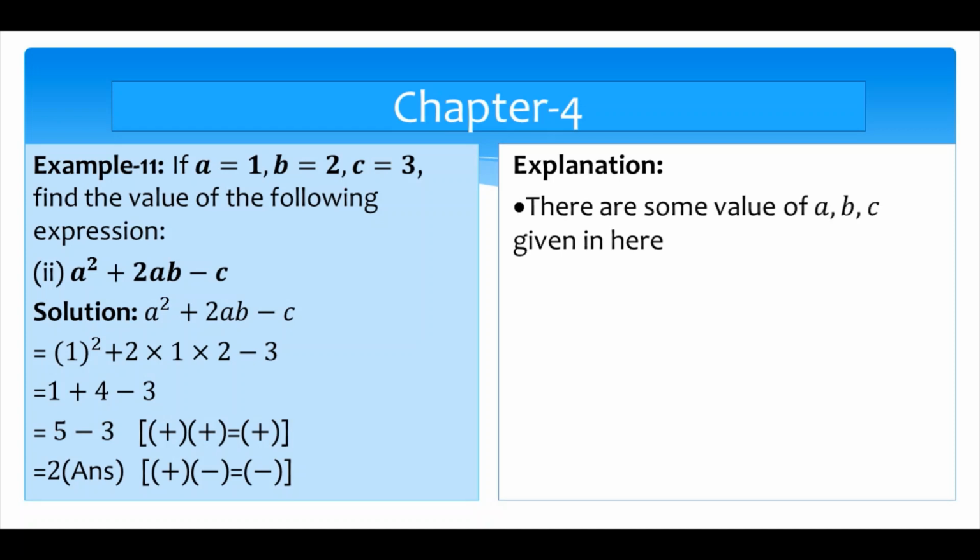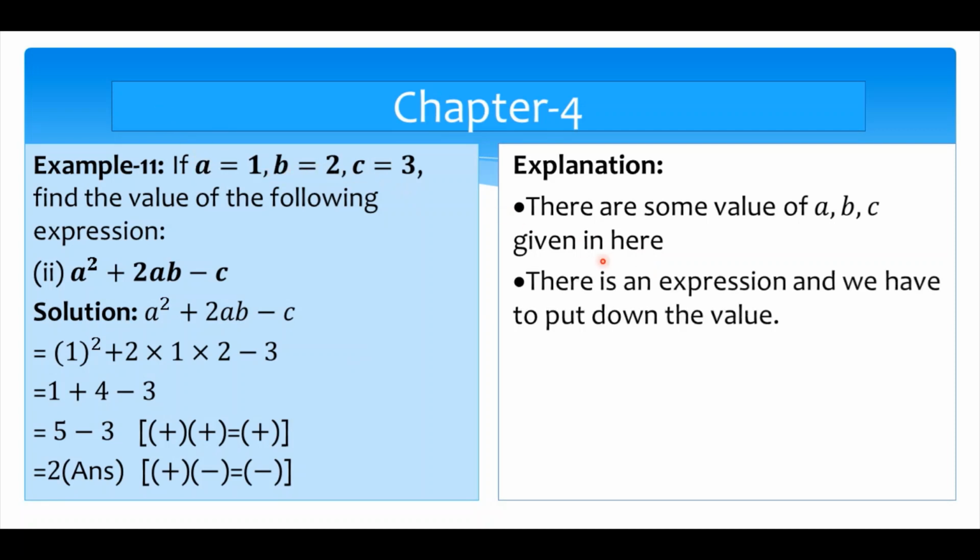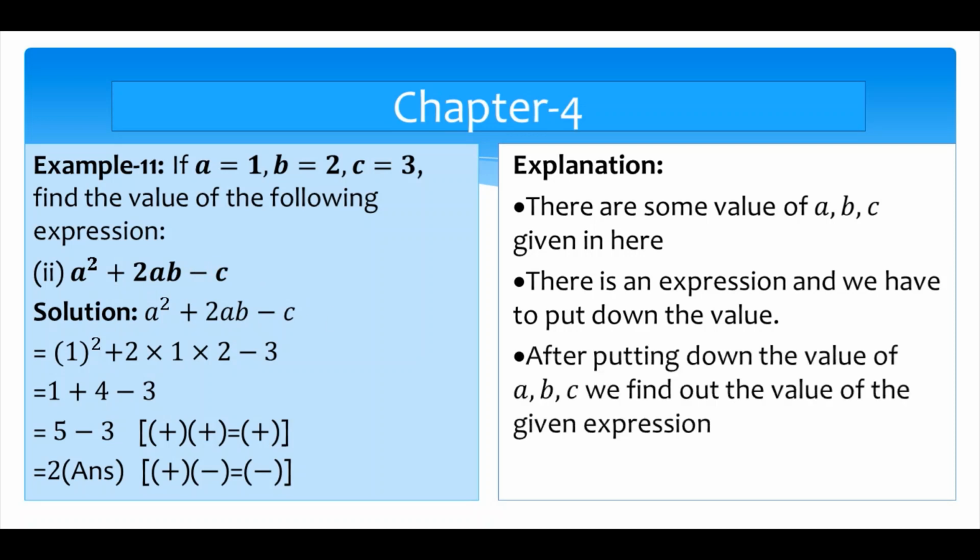Explanation. There are some values of a, b, c given here. As you can see, a equals 1, b equals 2, c equals 3. There is an expression and we have to put in the values. You can see here that is the expression and we have to put the values of a, b, c here. After putting in the values of a, b, c, we find out the value of the given expression.